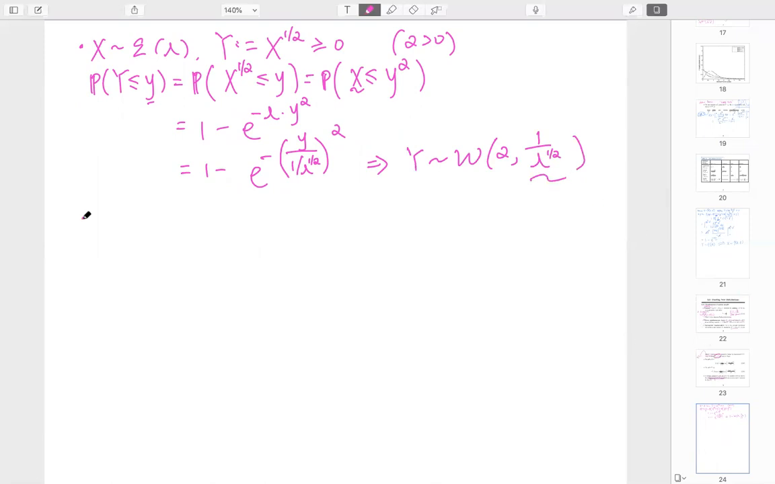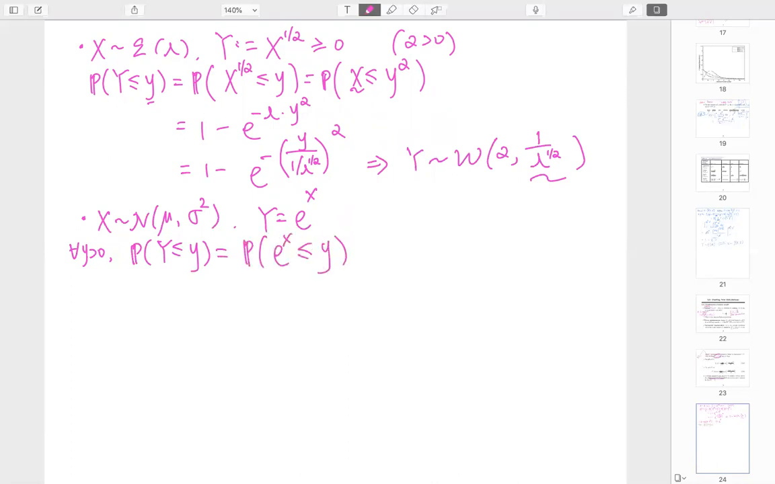Now let's talk about the log normal. Y is e to the X. Here X can be either positive or negative, but Y is always positive. So for any y greater than 0, let's calculate the CDF of big Y. The first step is by definition. The next step is to make the left-hand side be X, so I'm going to take a log. That is why I need this y to be positive, so I can take a logarithm.